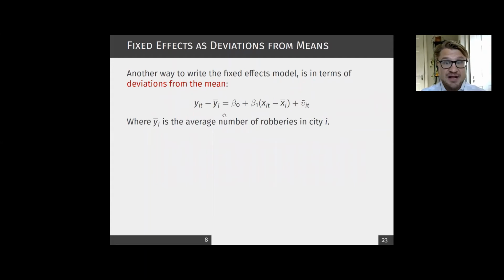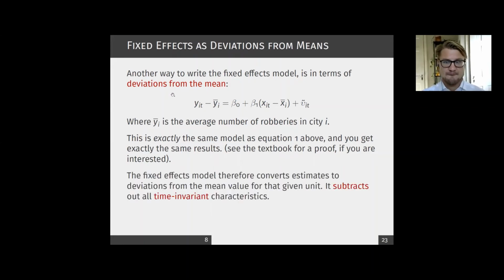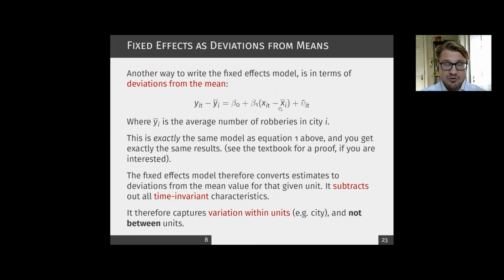And so you can think about it like, what is the relationship between a change from the average of the independent variable and the change from the average of the dependent variable? And it's beautiful. It's exactly the same thing, but it's a better intuition as you're looking at the change in X and how that is related to the change in Y. And the idea here is that it subtracts all time invariant characteristics. So why is this important?